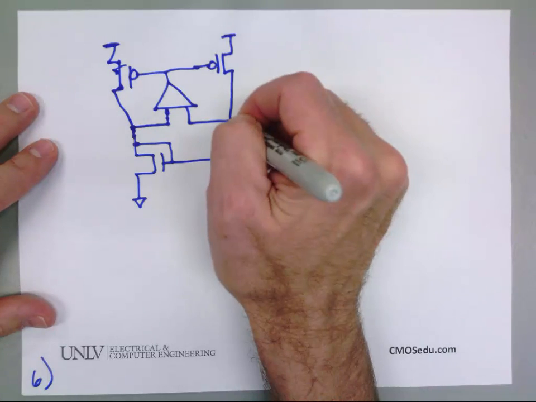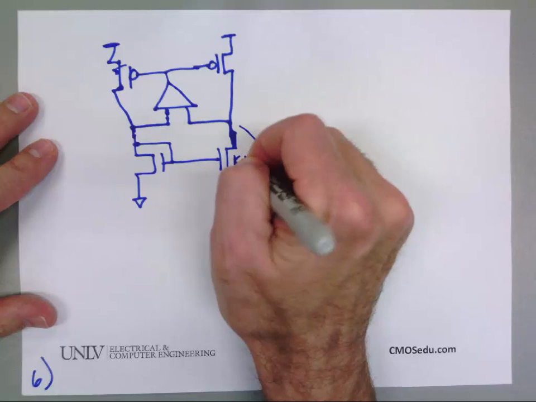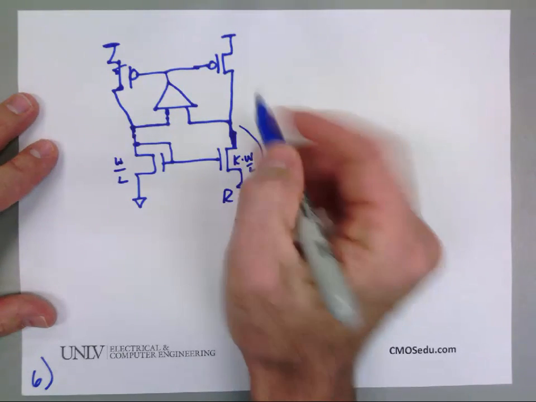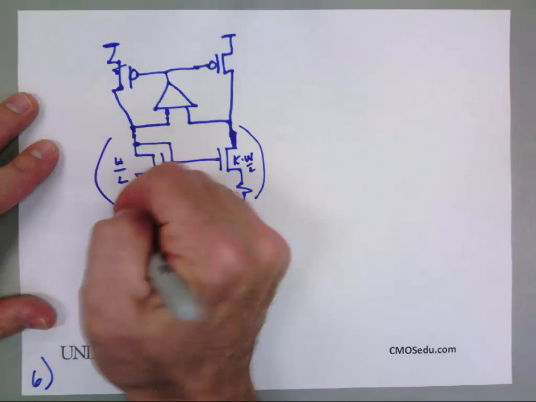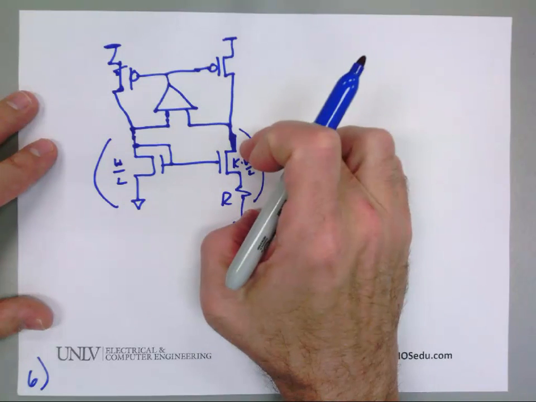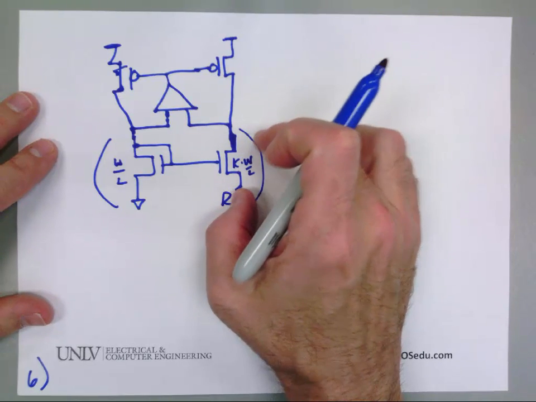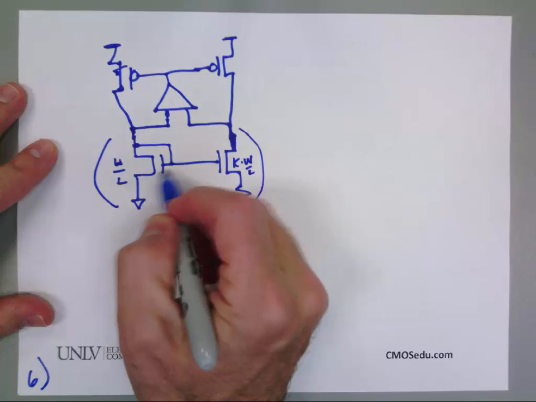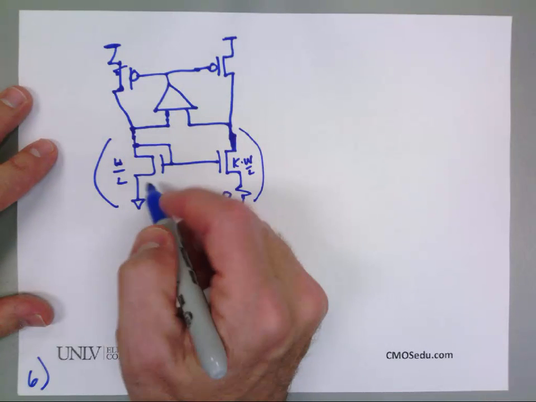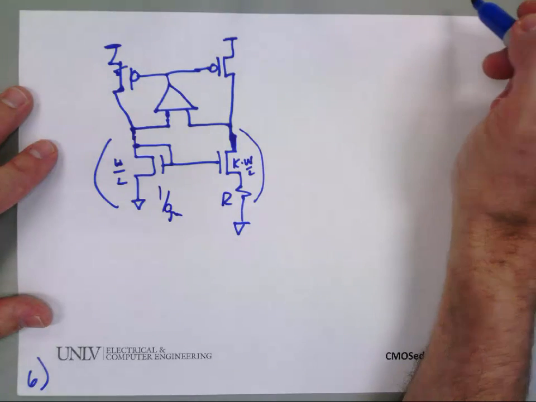If I ask about this impedance here, the R and the K times W over L, versus this impedance, which one's going to be bigger, these two or this one? Yeah, the two are going to have a higher impedance. So I'm going to ask you something, and I want you to tell me if you agree. The small signal impedance of this device is 1 over GM. Prove it.